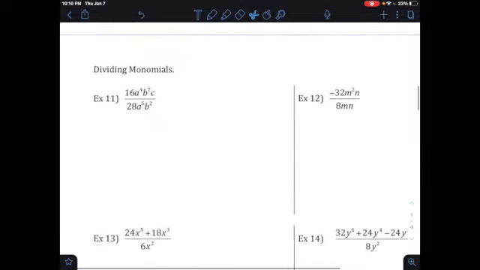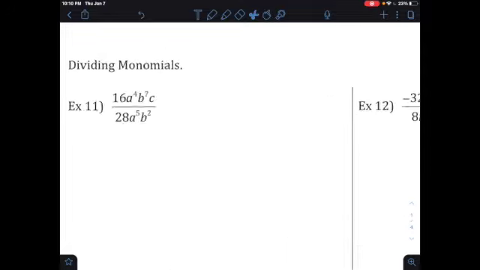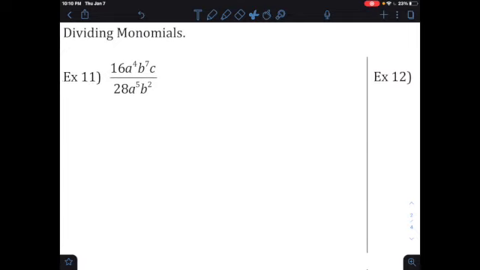Now, this is dividing monomials. Dividing monomials is going to be something that is really, really simple if you can tell the difference between 11 and 13. When you look at number 11, I want you to see there's only one term divided by one term, so it's a monomial divided by a monomial. When you divide monomials without any symbols like a plus or minus connecting all the letters, they are multiplication, and you can always cancel things that are multiplying.